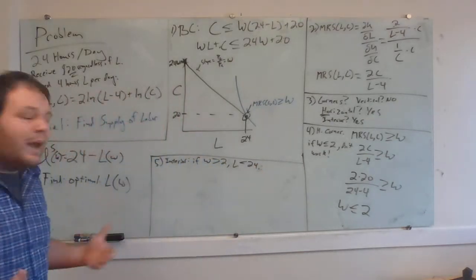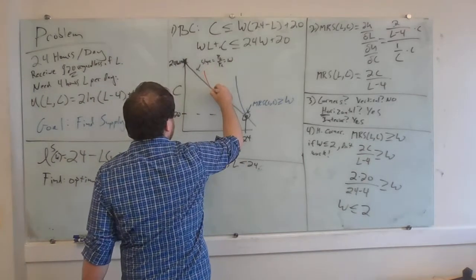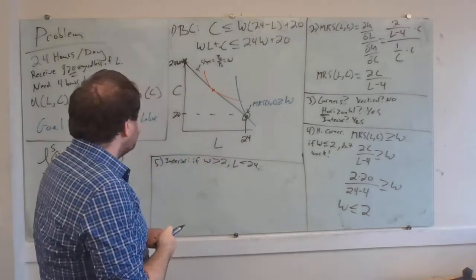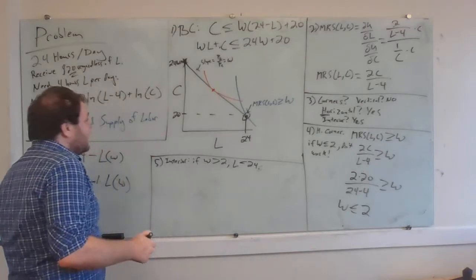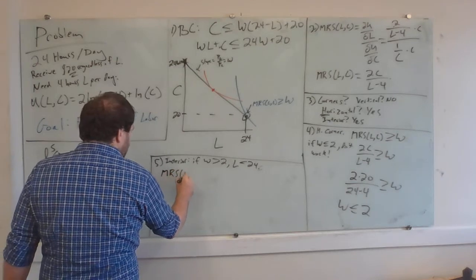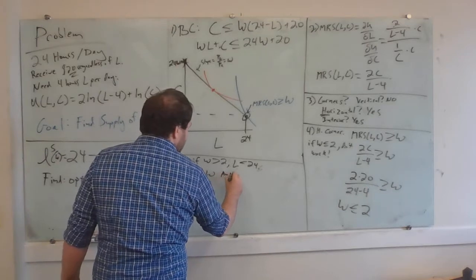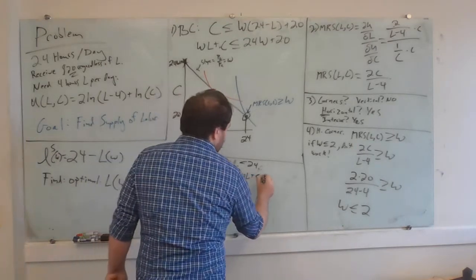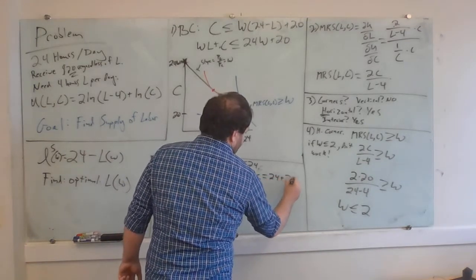In that case, what has to be true? Well, to have an interior solution, I would need to have my MRS equal the price ratio. The slope of my indifference curve has to equal the slope of my budget constraint. And I'm going to need to spend all of my money. So I'm going to need MRS equal to W and WL plus C equal to 24W plus 20.